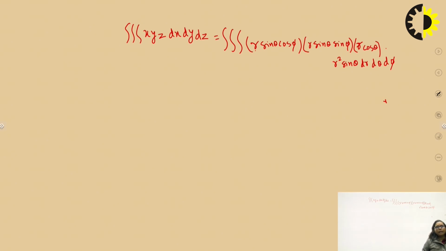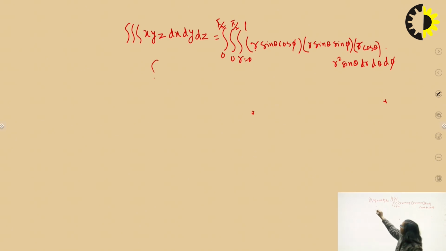So first, I can put the limits also. The limit for r we have taken from 0 to 1. The limit for theta is 0 to pi by 2. And the limit for phi also is 0 to pi by 2. We can put the limits. Okay, so now we just need to combine all the coefficients of r, sin theta and cos theta.